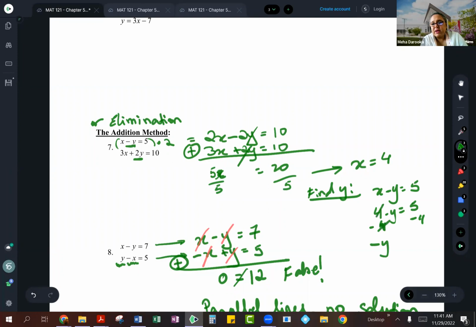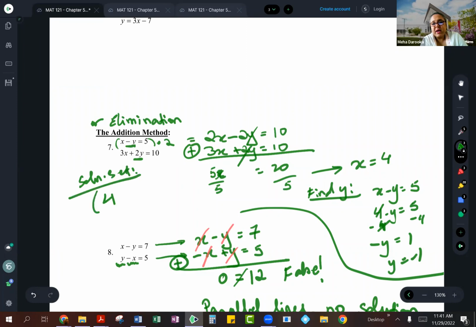So this cancels out. You're left behind with negative y equals 1. Move the negative to the other side, and you get y equals negative 1. So in this case, your solution set is coming out to be 4 and negative 1.